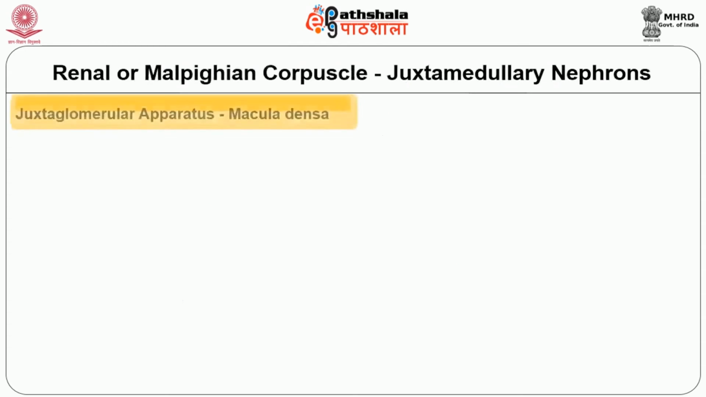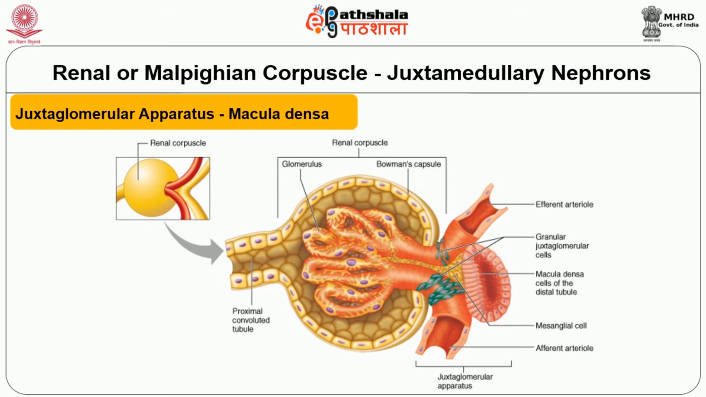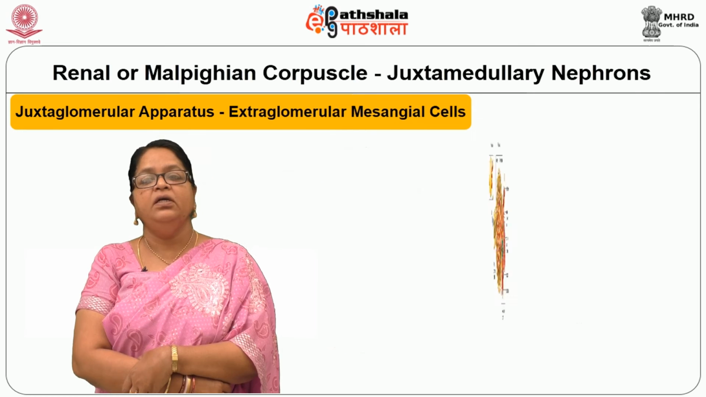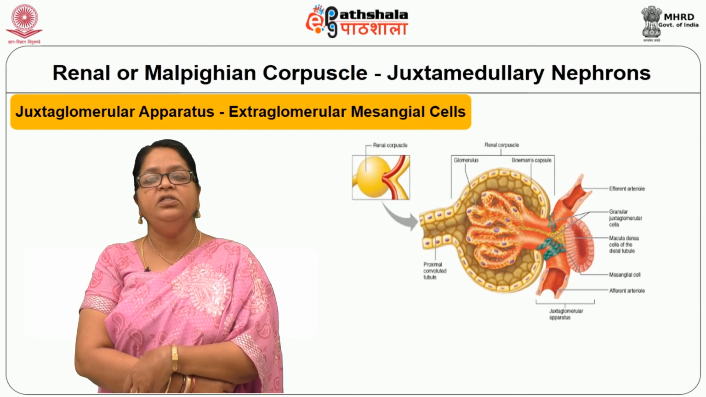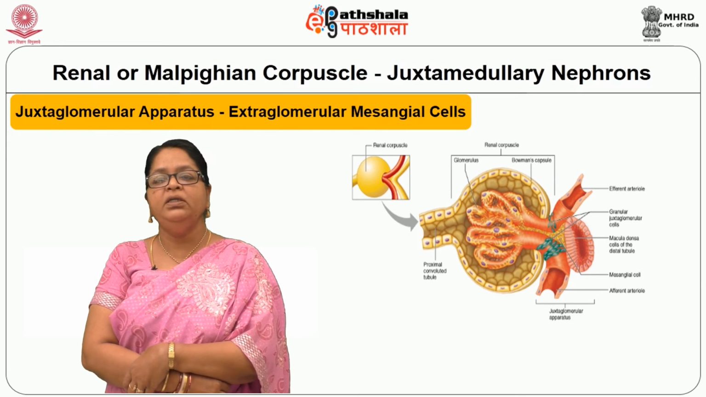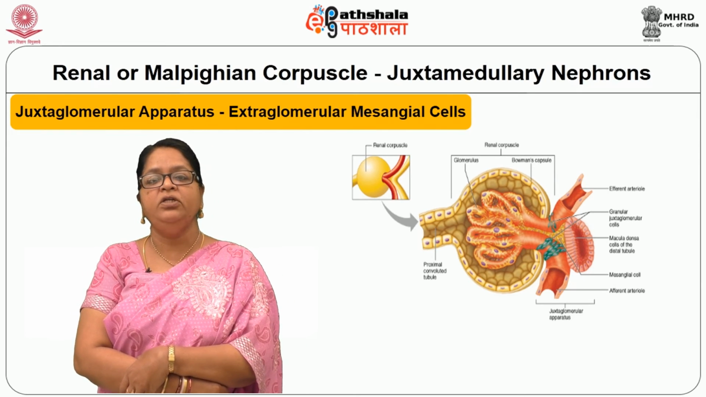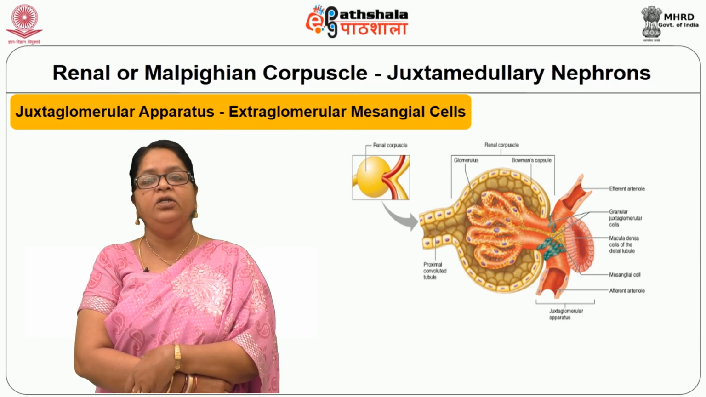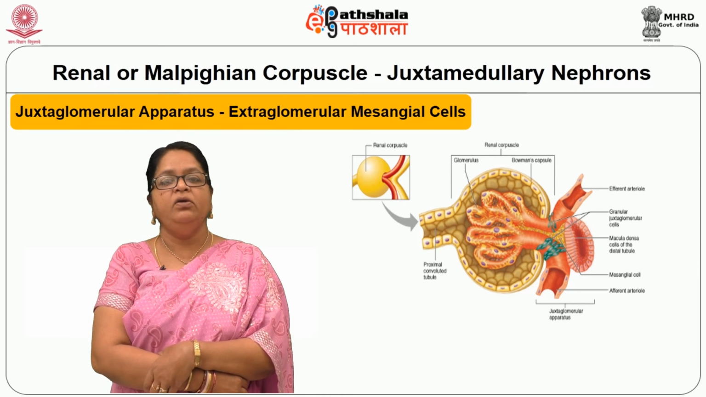The macula densa is the end region of the thick ascending segment before it opens into the distal convoluted tubule. It is situated between the afferent and efferent arterioles of the same nephron. As you can see, it lies very close to the afferent arteriole and it is formed by tightly packed cuboidal epithelial cells. The extraglomerular mesangial cells or agranular cells, Lacis cells or Goormaghtigh cells are situated in the triangular region bounded by the afferent arteriole, efferent arteriole and macula densa.